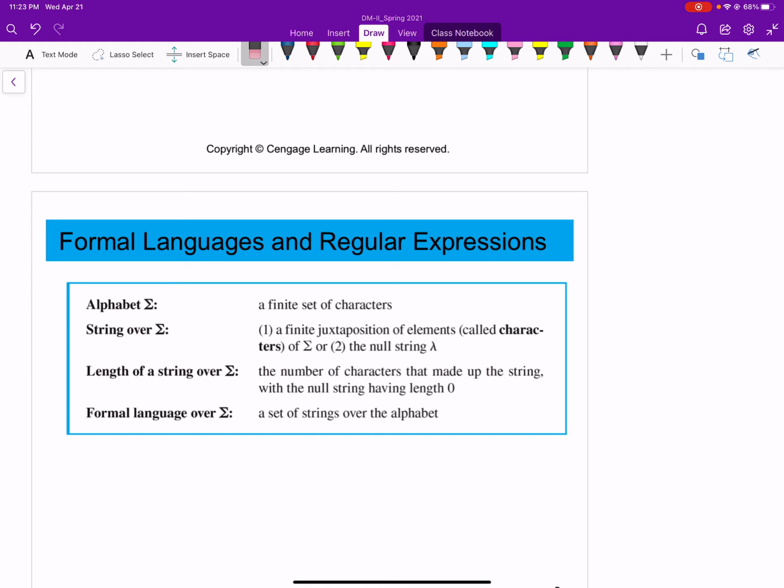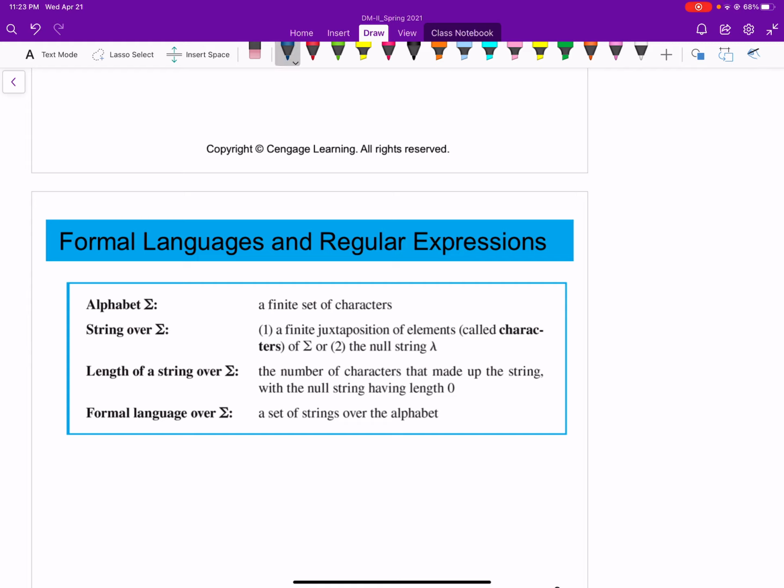Our alphabet is A, B, C, D up to Z. But you could define different alphabets for different languages. Here, the alphabet is defined by sigma. It is a finite set of characters. In our language, it is A, B, C, D up to Z.